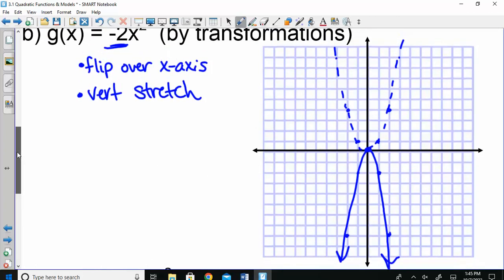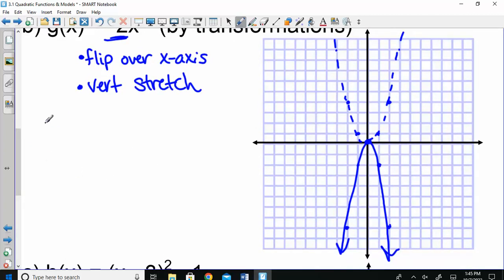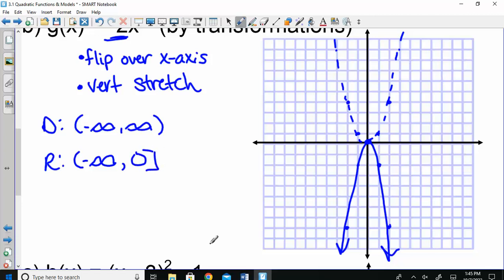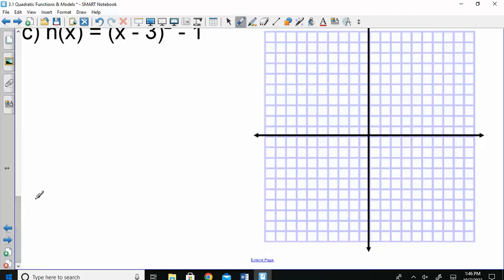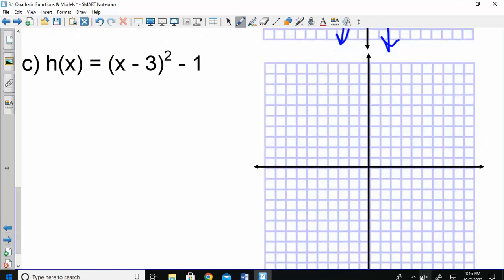All right, actually, I asked a couple other questions on this. I said to give the domain and range, didn't I? What's the domain? -infinity to +infinity, and it will be for every single quadratic. My range, in interval notation, it's coming from -infinity, it stops when we get to 0, so -infinity to 0. Why don't you guys graph the last one with transformations for me?